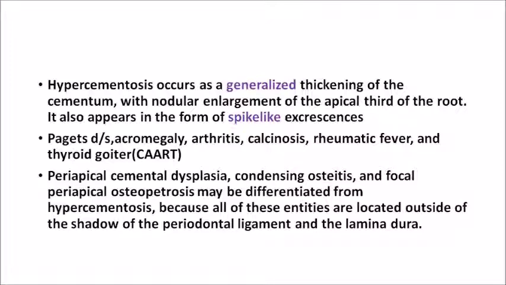Cementum, and outer to the cementum the periodontal ligament, and outer to that we have the alveolar bone. So in hypercementosis it is just an excess of the cementum. So it is within the confines, it is in its position. So it is located inside the shadow of the periodontal ligament. But in case of periapical cemental dysplasia, condensing osteitis and focal periapical osteopetrosis, it is outside the shadow of the periodontal ligament and lamina dura, and that is how we differentiate these diseases from hypercementosis.